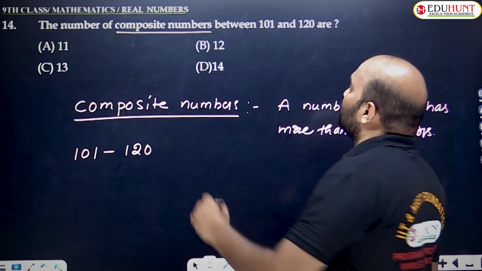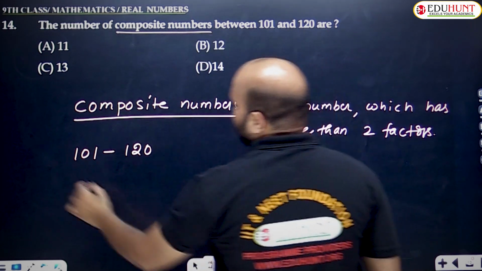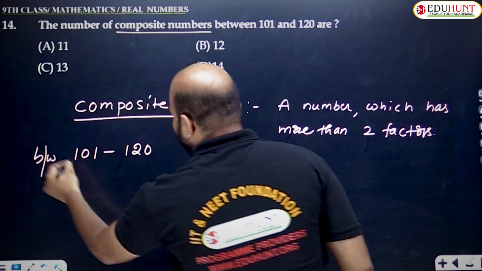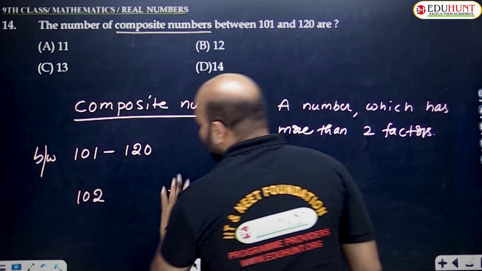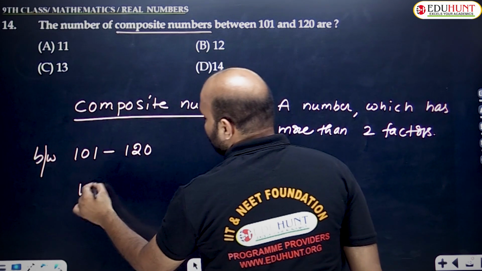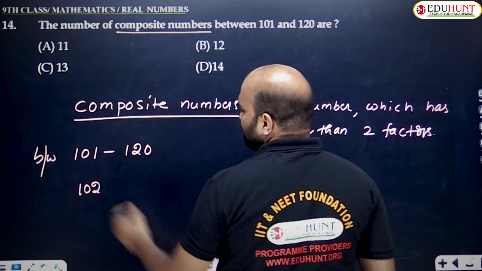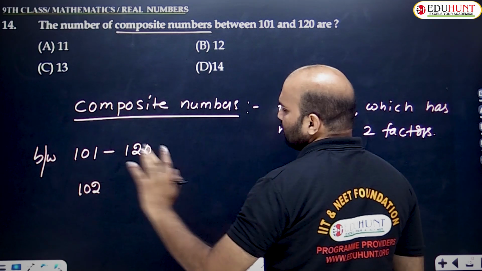Am I clear? So between 101 and 120, nothing but what? So it is taken from 102. So 102 is a prime number. Sorry, 102 is an even number. 101 is a prime number. So between means what? 102 is an even number, so it is a composite number. Because even, so except 2, all evens are composite numbers.